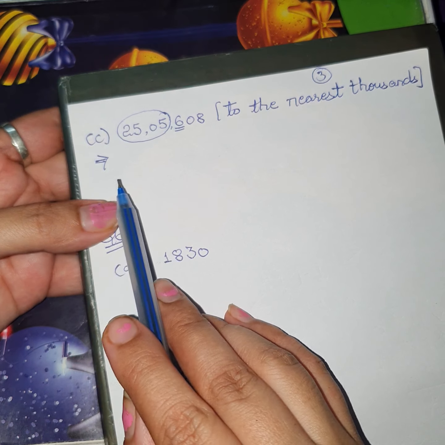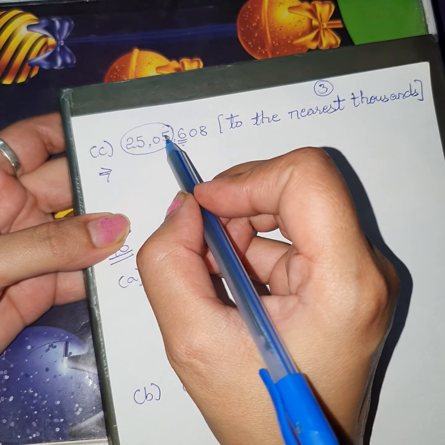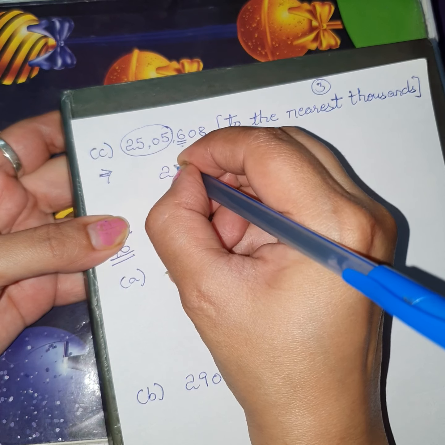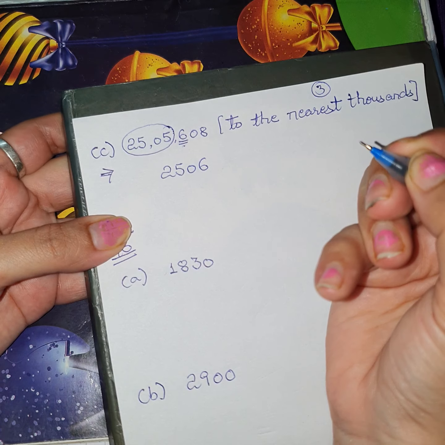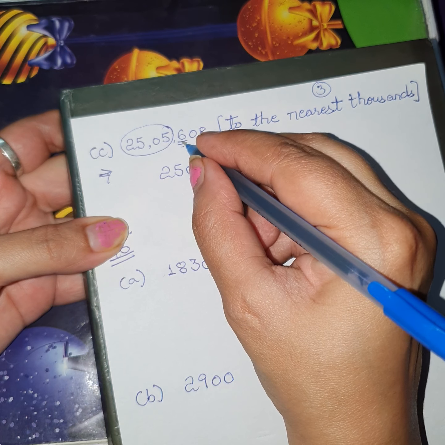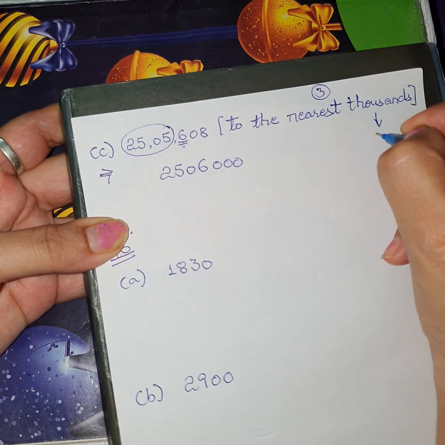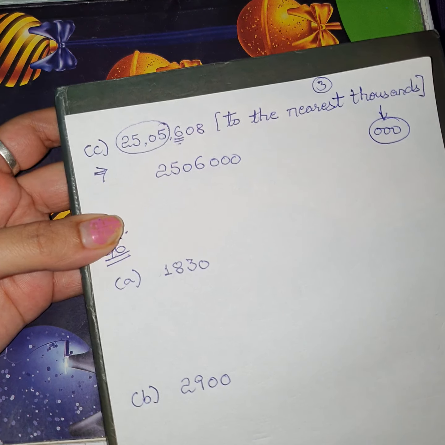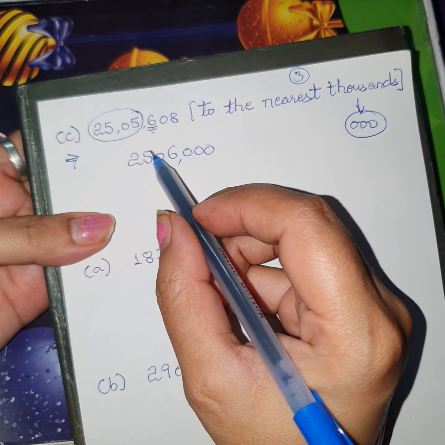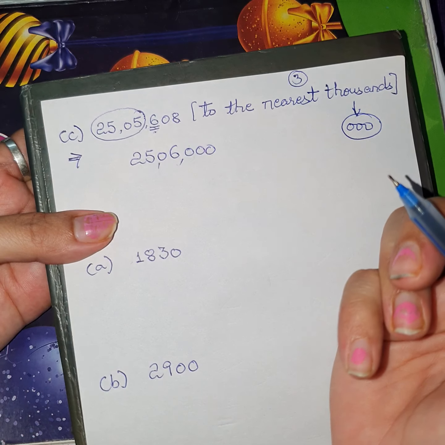In case of round up, as I have told you, whenever it is round up, we add 1 to the previous number before the underlined digit. So it is 2505 plus 1, so it will be 2506, right? So 2506, and in place of this underlined digit and the next two digits will come 000. Why 000? Because you know in 1000, 3 zeros come. Okay, so you can put commas like this. 25 lakh 6000 is the round off to the nearest thousand of the given number.